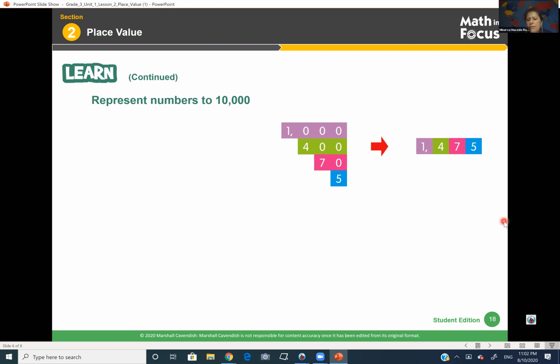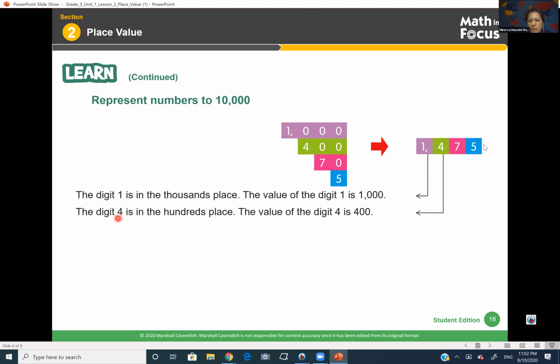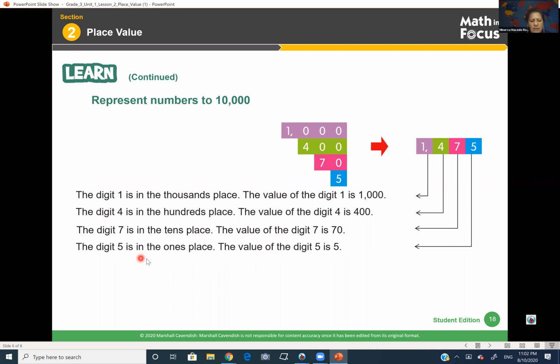Now let's review a little bit what we did before. And we know that the digit 1 is in the thousands place, so the value of 1 is 1,000. Let's review the next one. The digit 4, which is here, is in the hundreds place, so the value is 400. The digit 7 is in the tens place, here it is the tens place, so the value of the digit is 70. And finally, the digit 5 is in the ones place, so the value of the digit 5 is 5. So here we have it.